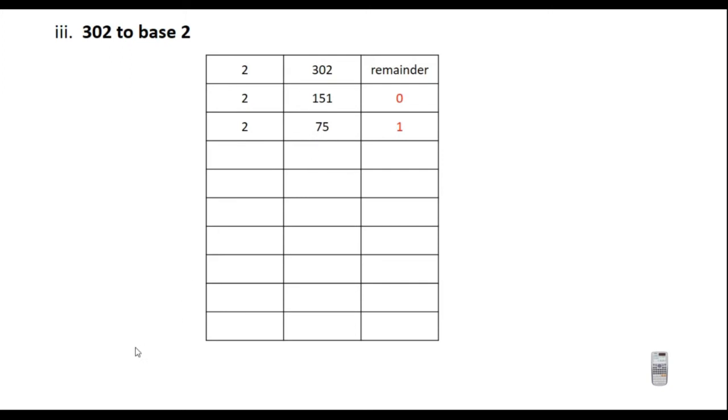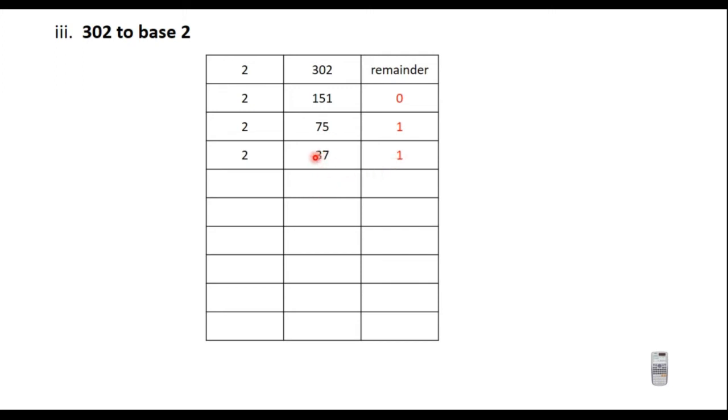Next, you divide 75 by 2. If you divide 75 by 2, you are getting 37 as the whole number, then a remainder of 1. You multiply 2 by 37, you are going to get 74. You subtract that from 75 and you are getting 1 as the remainder.